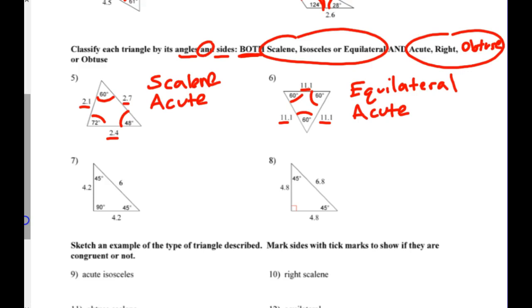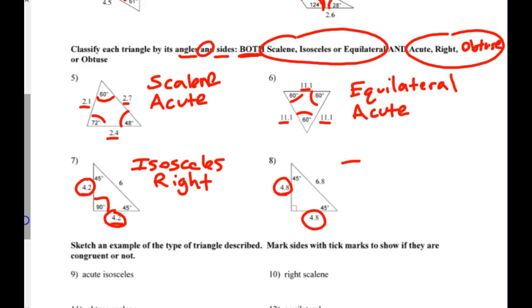Number 7. There are 2 congruent sides. 2 like my eyes. Isosceles. And I have 1 right angle. That's right. Literally. Number 8. 2 sides are congruent. 2 like my eyes. Isosceles. 1 right angle. That's right. Aren't y'all lucky to have the same thing twice?